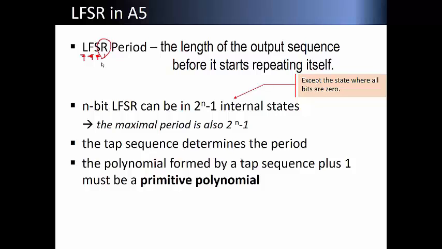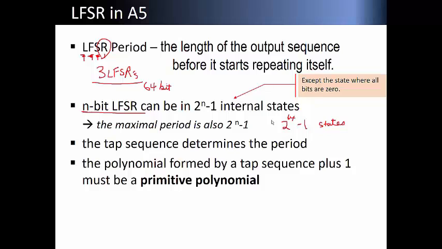We use 3 LFSRs. The size of the registers for all these 3 linear feedback shift registers is 64 bits, right? So there is a 64-bit LFSR. Now, how many states are available? Then 2 to the power of 64 bits minus 1 states.